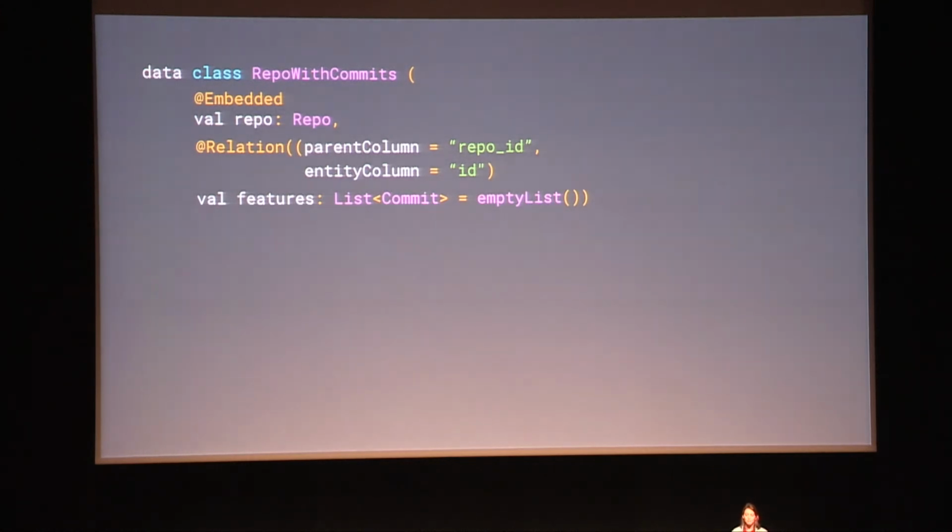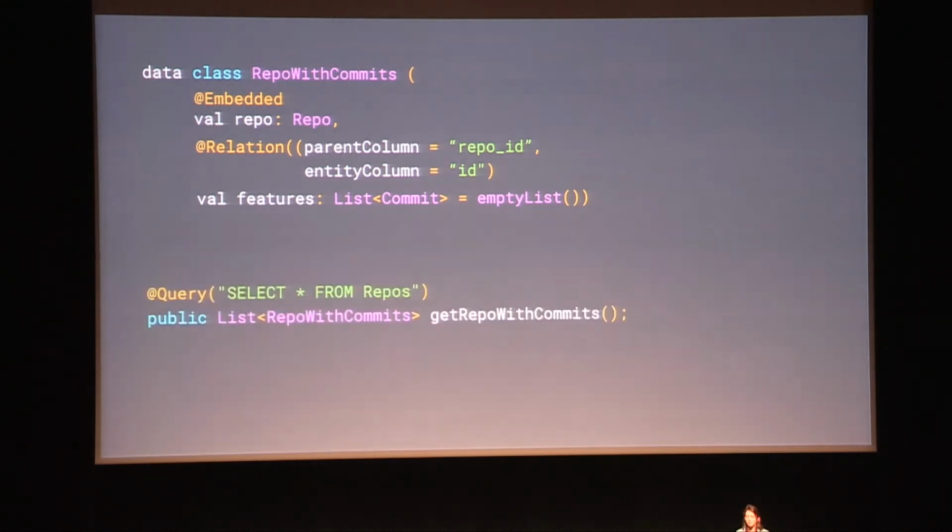And by doing this, I'm telling Room that I'm connecting the repo ID field from the repo with the ID field from the commit. So automatically, Room will trigger both of these queries that we defined before. And then in the DAO, all we need to do is tell Room that we want a list of repo with commits. And then that's all.